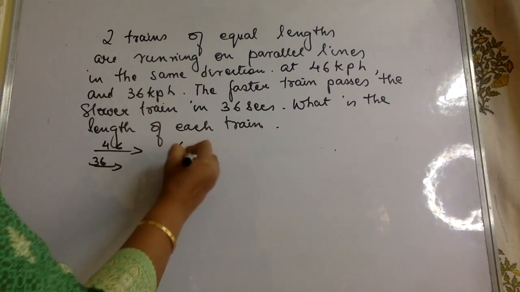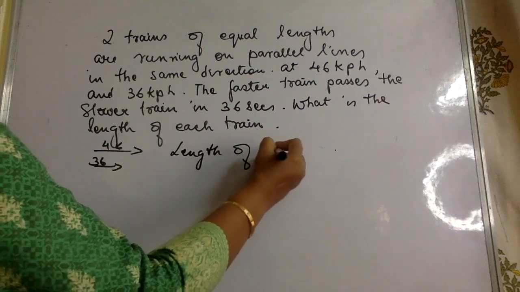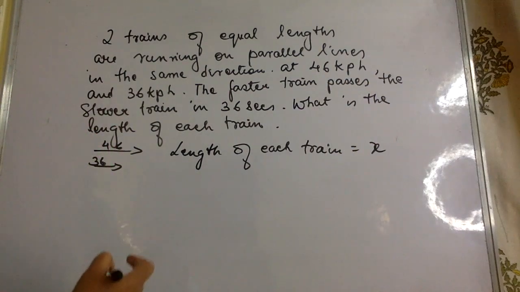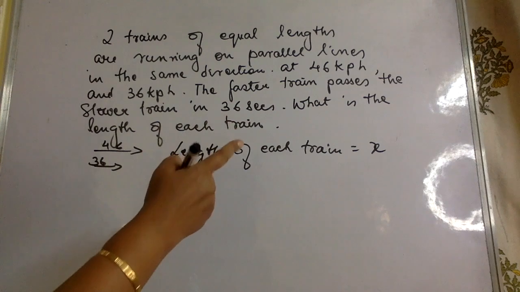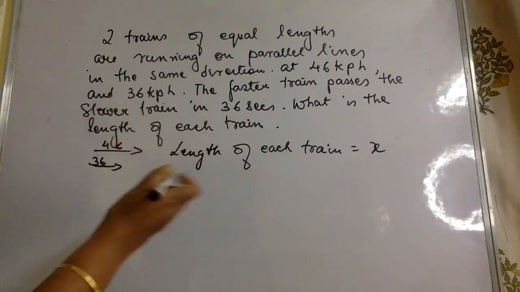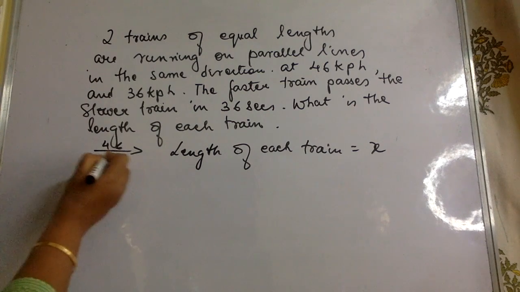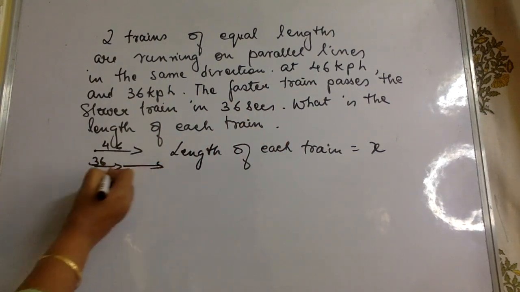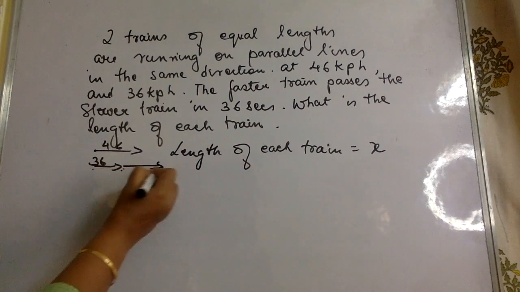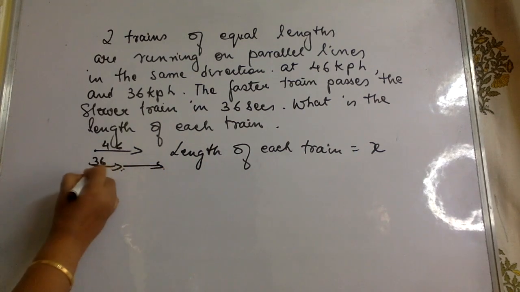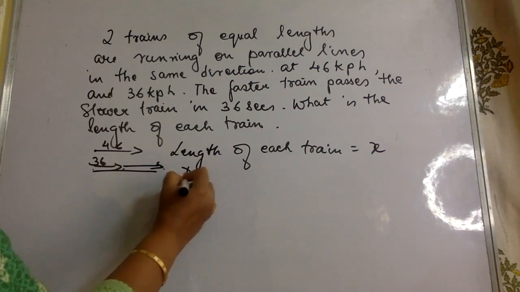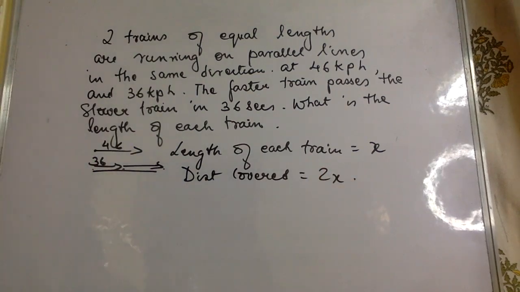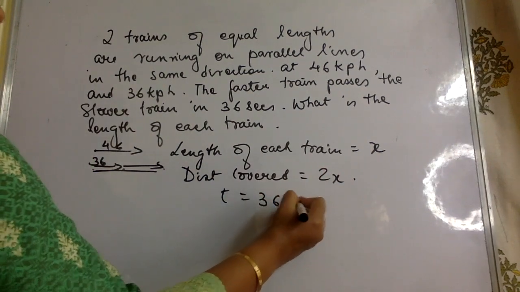Okay, so length of each train, let it be equal to x. Okay, then if the faster one crosses the slower, then the faster one is also covering a distance of 2x, because it has to pull the last coach out of the engine of the second train, that is this much. So full here to here, and then its own length it has to pull out. So the total distance covered is equal to 2x. Okay, and time is 36 seconds, remember.